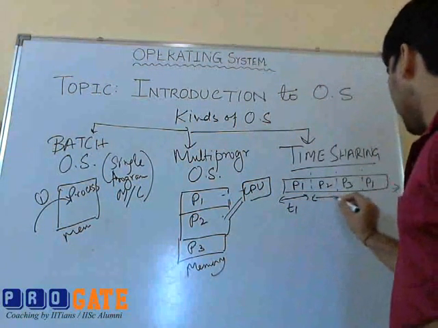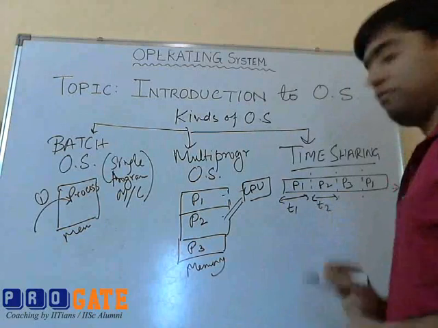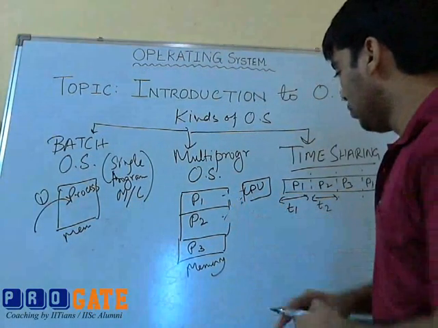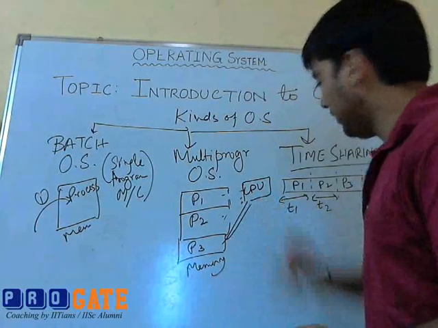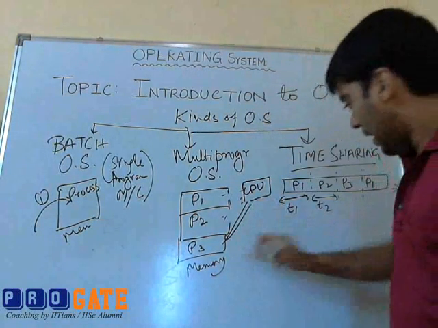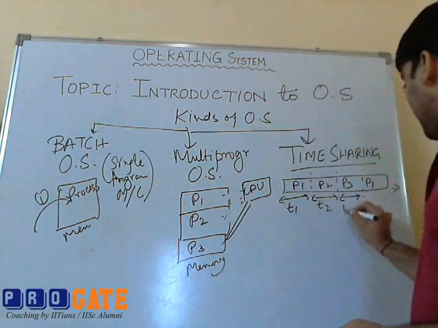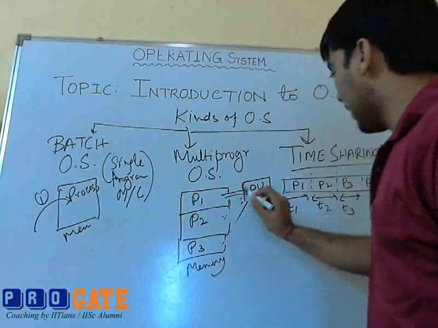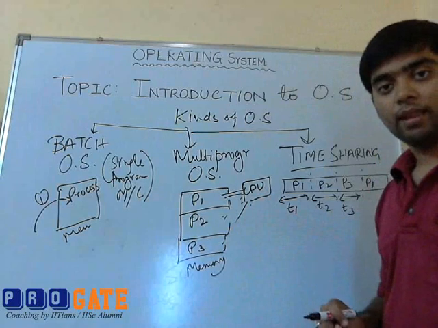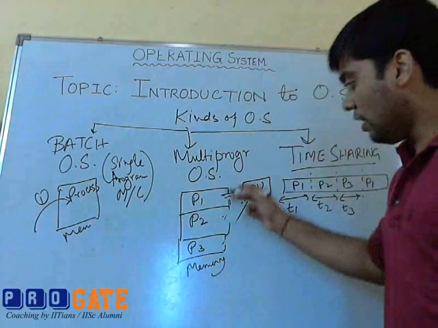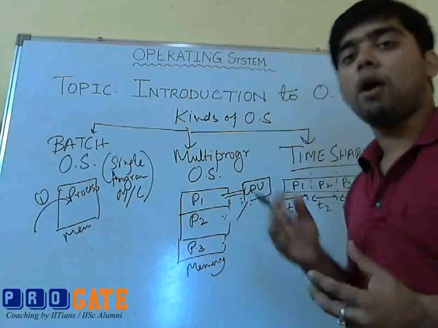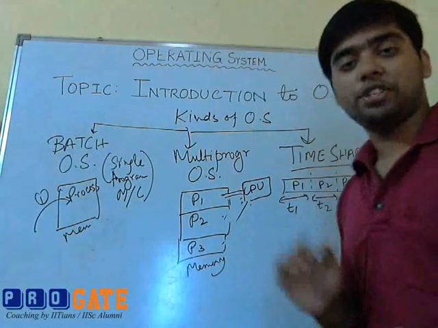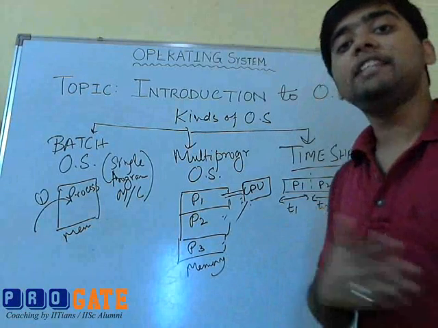Then P2 would execute for say T2 amount of time. After that, the CPU would be allocated to P3. This may execute for T3 amount of time, and then I am back to P1. So in this way, all the processes are getting some amount of time with the CPU, and no process has to wait indefinitely.